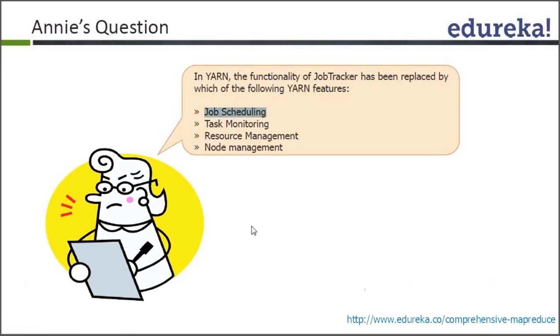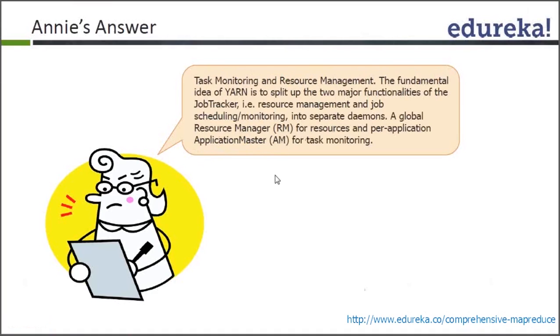The job scheduling is taken care of by the framework, the capacity scheduler, or there is also a scheduler called the FIFO scheduler. So it is actually two things, that is life cycle and resource management. See over here, this is what Annie had to say. The fundamental idea of Yarn was to split up the two functionalities of the job tracker, resource management and monitoring, into separate domains, and that's why this is the answer.